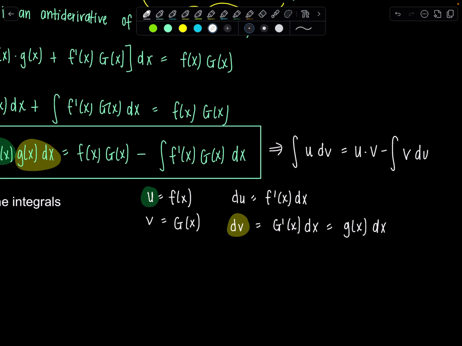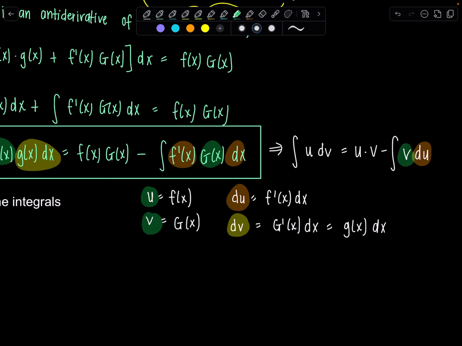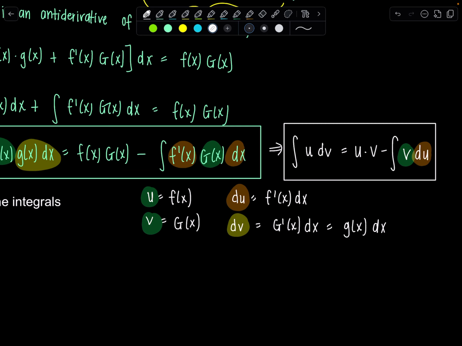Let me color code that for you a little bit better so you can see. So f prime of x dx, that's du right here. And then I'm running out of colors. Capital G of x is my v right here. Okay? So this is usually the way students remember it: u dv equals uv minus v du.